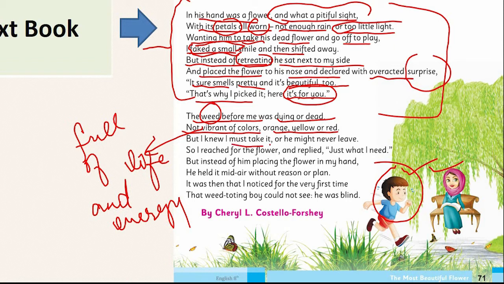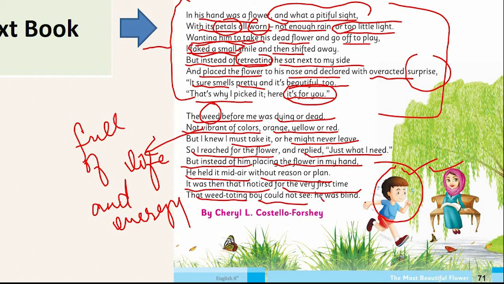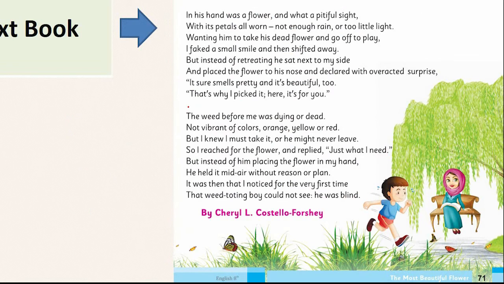But I knew I must take it or he might never leave. So I reached for the flower and replied just what I need. But instead of him placing the flower in my hand, he held it in mid-air without reason or plan. It was then that I noticed for the very first time that weed-toting boy could not see. He was blind.